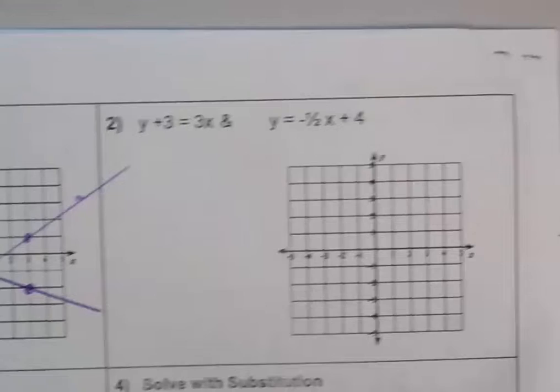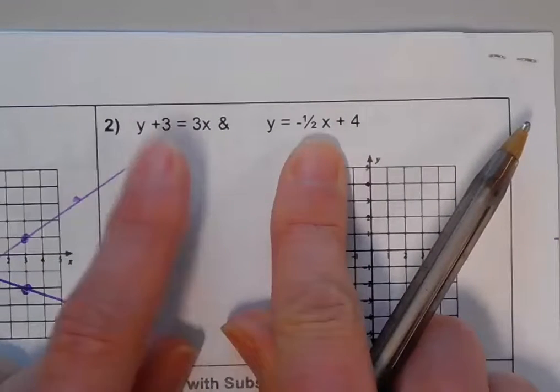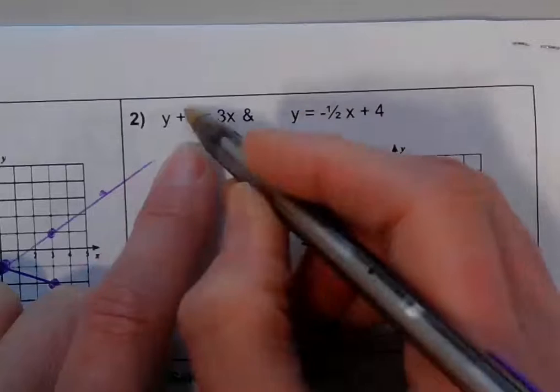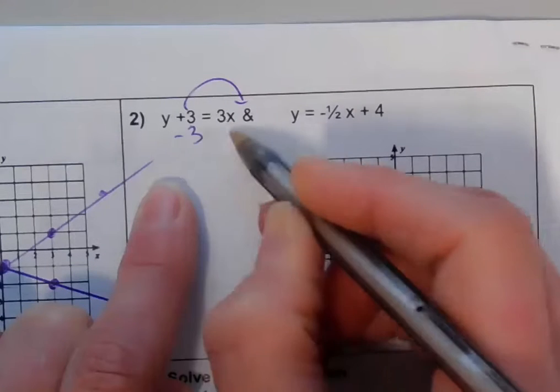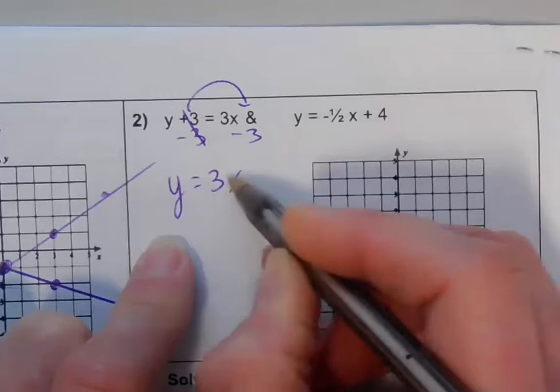Okay, for this one, you can see one of them is already in y equals form, but the other one is not, so I need to put it in y equals form. I need to get y by itself, so I need to move 3 to the other side. So I'm going to subtract 3 from both sides, so that's gone. So I have y equals 3x minus 3.